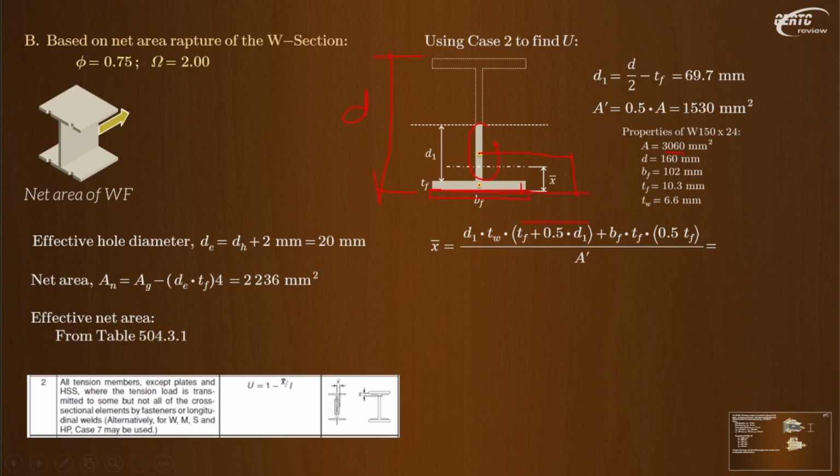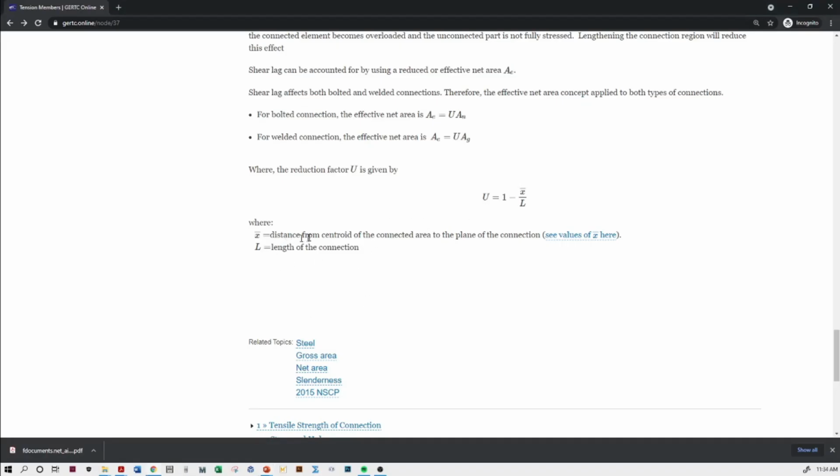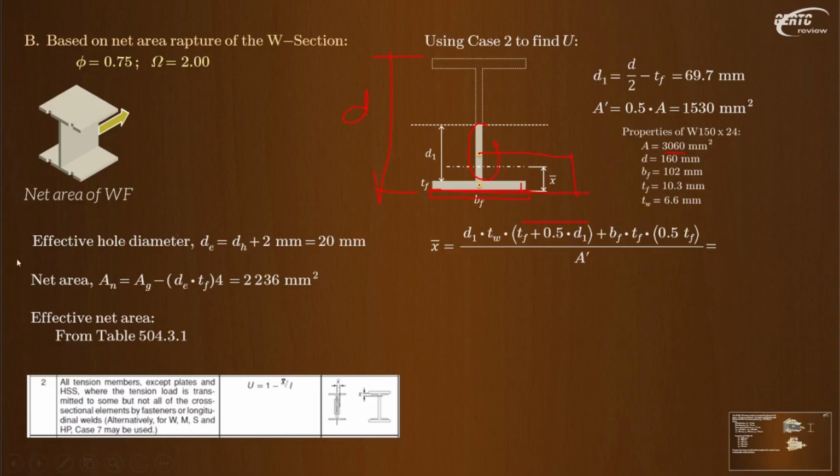Remember the definition of our barred X: the distance from the centroid of the connected part to the plane of the connection. This is the plane of our connection, and this is the centroid of the connected part. We just cut it into two because there is also a plane of connection here. So this will give us 17.11.